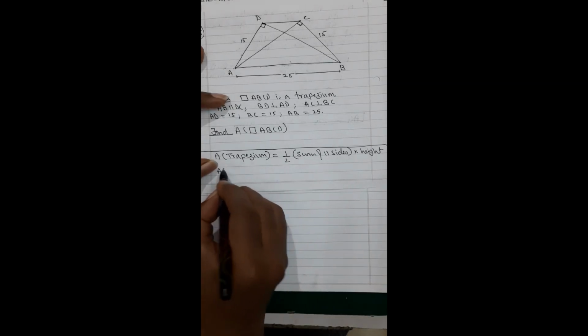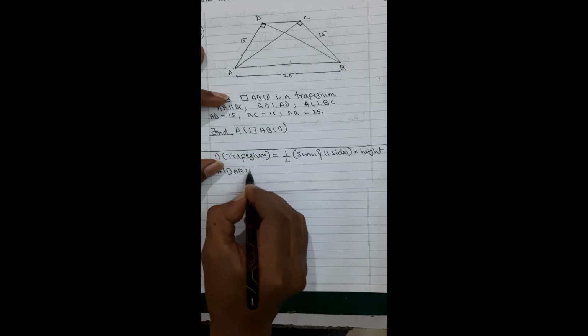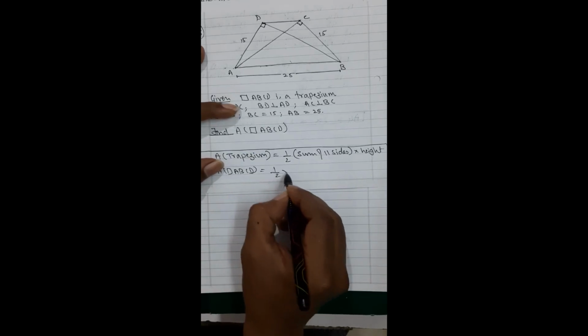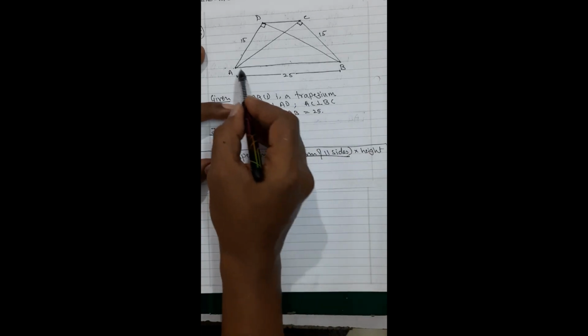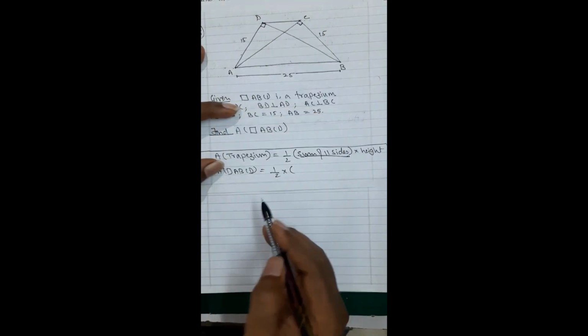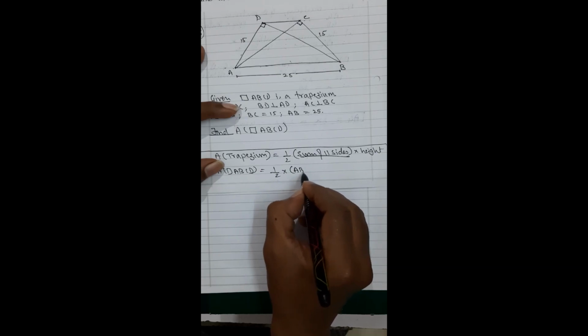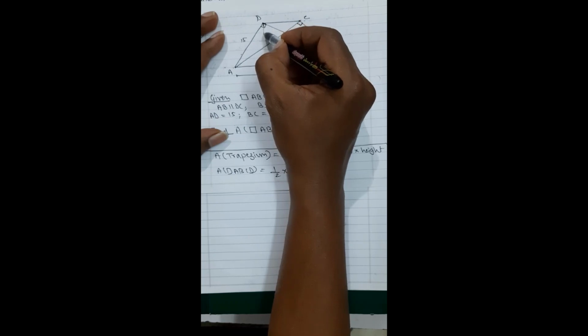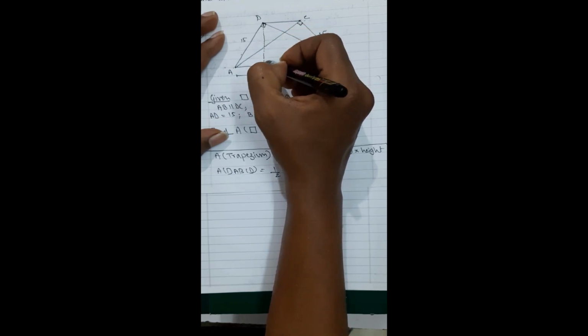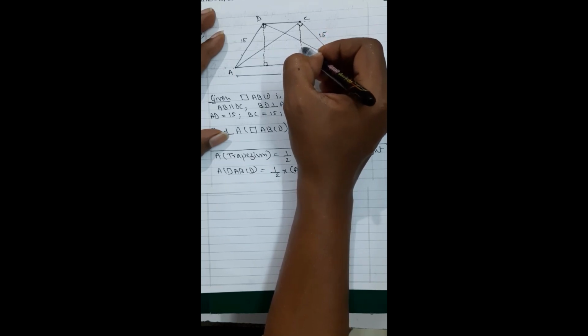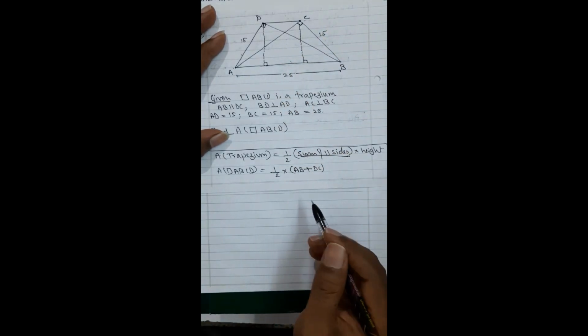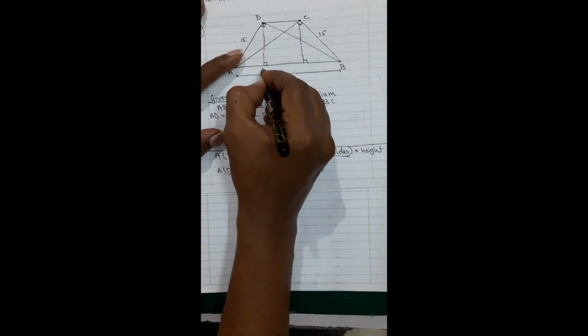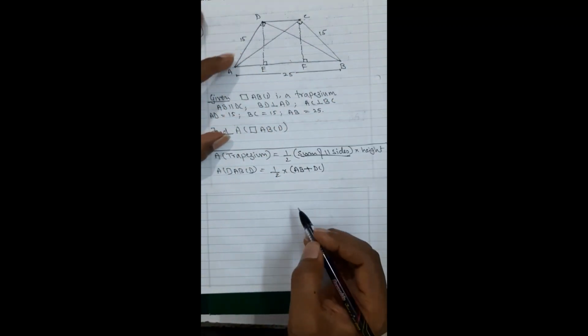So in this case, area of quadrilateral ABCD, which is a trapezium, will be half into sum of parallel sides. Which are parallel sides? AB, DC are parallel sides. So AB plus DC will be the sum of parallel sides, and into height. To get height, I will have to draw a perpendicular from here to this. You can even draw this. Okay, this I can label as EF.